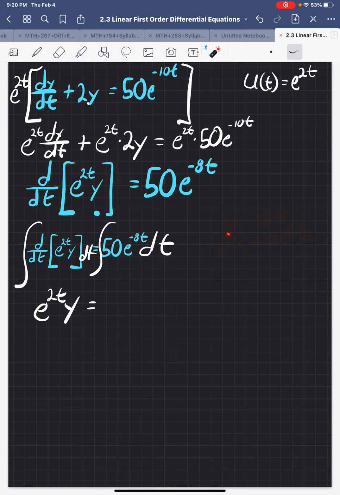I'm doing that on this stylus so it's not cluttering the paper. So we're going to end up having to multiply negative 1/8 on the outside of that integral. And negative 1/8 of 50, negative 50 over 8, is just negative 25 over 4. Okay, so that's what I'm about to write.